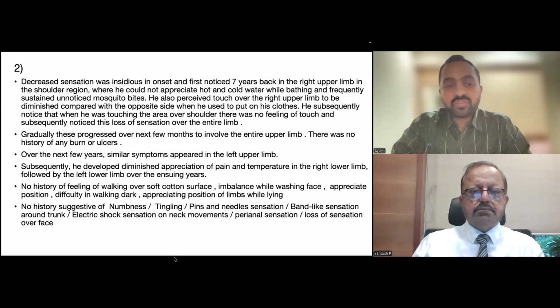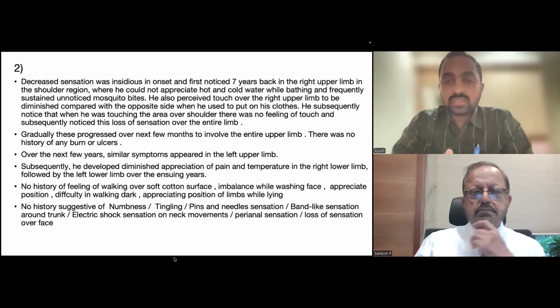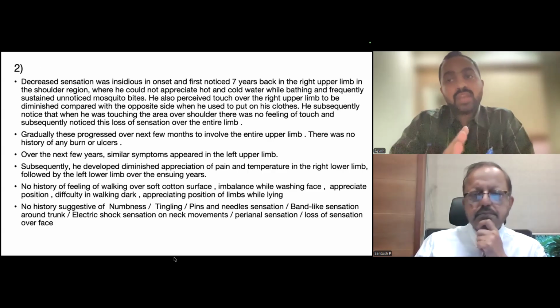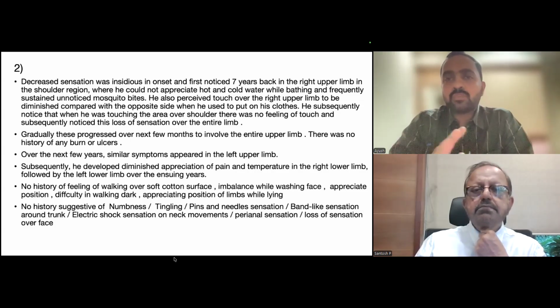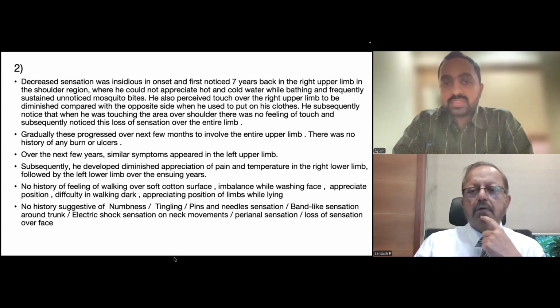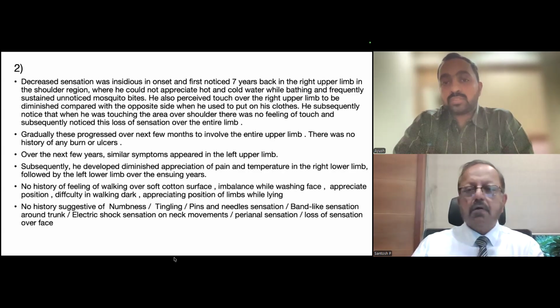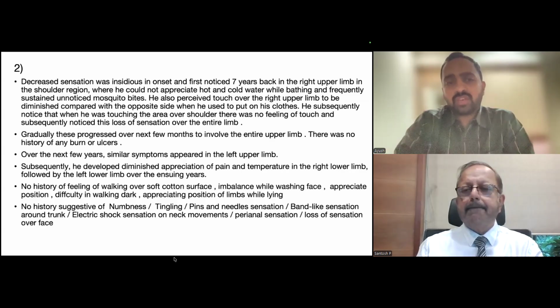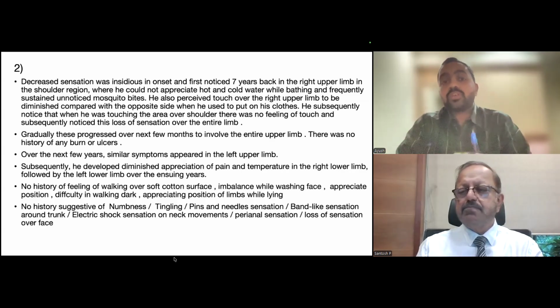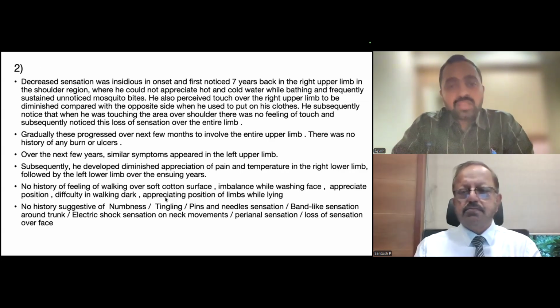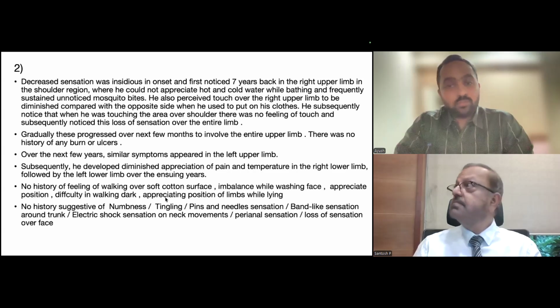He also gives a history of decreased sensation, which was insidious in onset, first noticed 7 years back in the right upper limb in the shoulder region, where he could not appreciate hot and cold water while bathing and frequently sustained unnoticed mosquito bites. He also perceived touch over the right upper limb to be diminished compared to the opposite side while he used to put on his clothes. He subsequently noticed that when he was touching the area of his shoulder, there was no feeling of touch, and subsequently noticed this loss of sensation over the entire upper limb. Gradually, this progressed over the next few months to involve the entire upper limb.